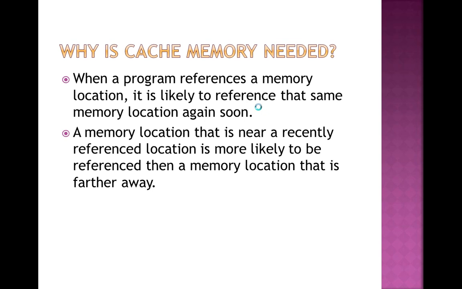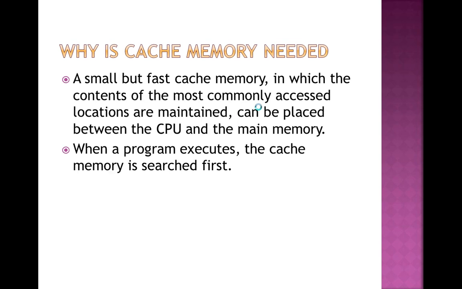Then, why is cache memory needed? These two points say that whenever there is an immediate requirement for the CPU, then instead of going to the main memory, the CPU fetches the data from the cache memory. When a program references a memory location, it is likely to reference that same memory location again and again, or a nearby location. That's why cache memory is very much needed for the CPU.